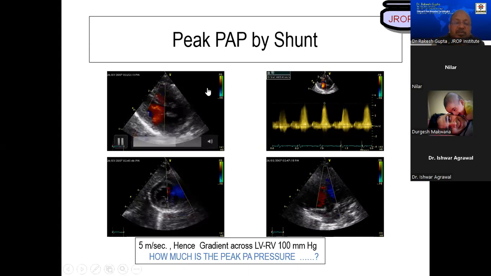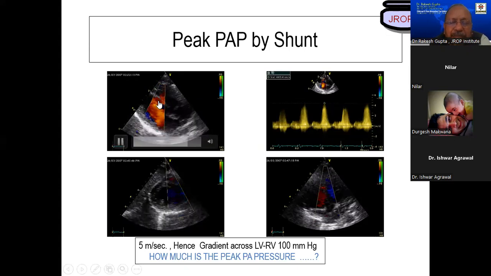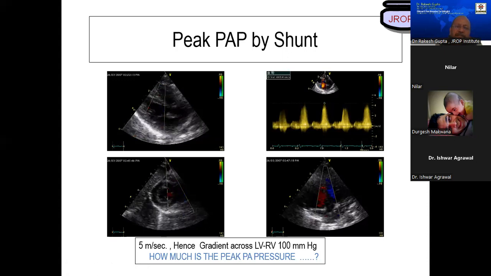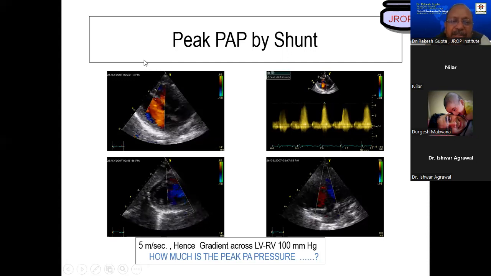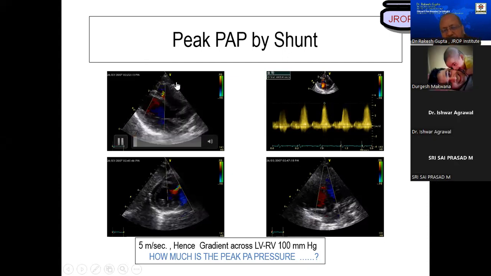So the gradient between LV and RV is 4 times 5 times 5, which is 100 millimeters of mercury. And this is very well true when we talk of pediatric issues, because we can calculate pulmonary artery pressure from this. Somebody will ask me, how can I calculate pulmonary artery pressure from this? Look, the gradient is 100 millimeters of mercury. Take the patient's blood pressure. The patient's blood pressure is 110 millimeters of mercury. Then 110 minus 100 will give you the RV systolic pressure, which is only 10.